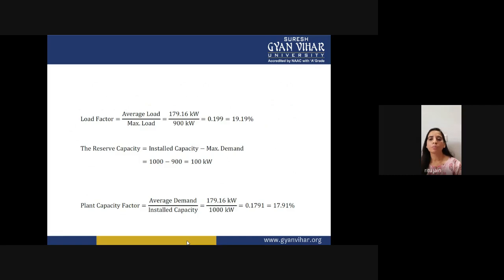Now, next we come to the plant capacity factor. So average demand is your 179.16 kilowatt from this power plant, and installed capacity is your 1 megawatt. So what is your plant capacity factor? It is your 17.91%. So the plant we are using, which has the capacity of 1 megawatt, is not fully utilized.